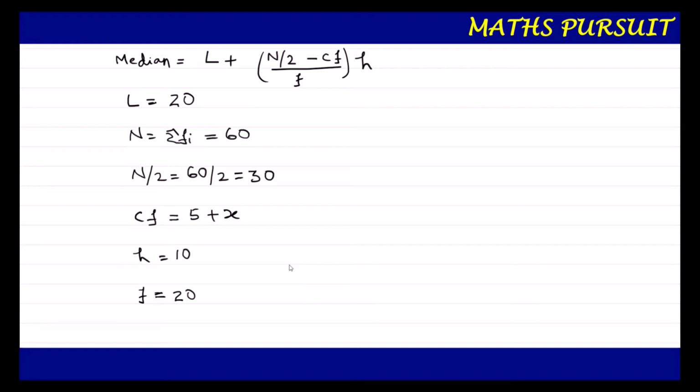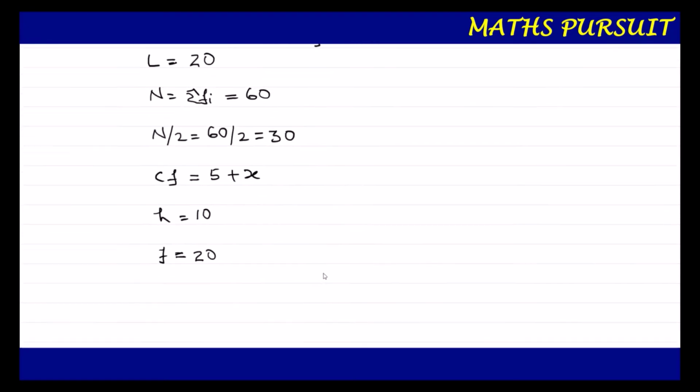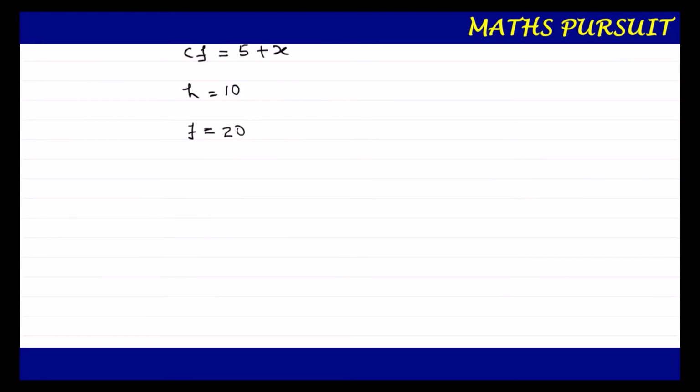Now with all this data in hand, let us find the median. I can write median is equal to L, where L here is 20, plus n by 2, which here is 30, minus cumulative frequency which is 5 plus x, upon f, that is 20, into class height which is 10. This is what I can write here.